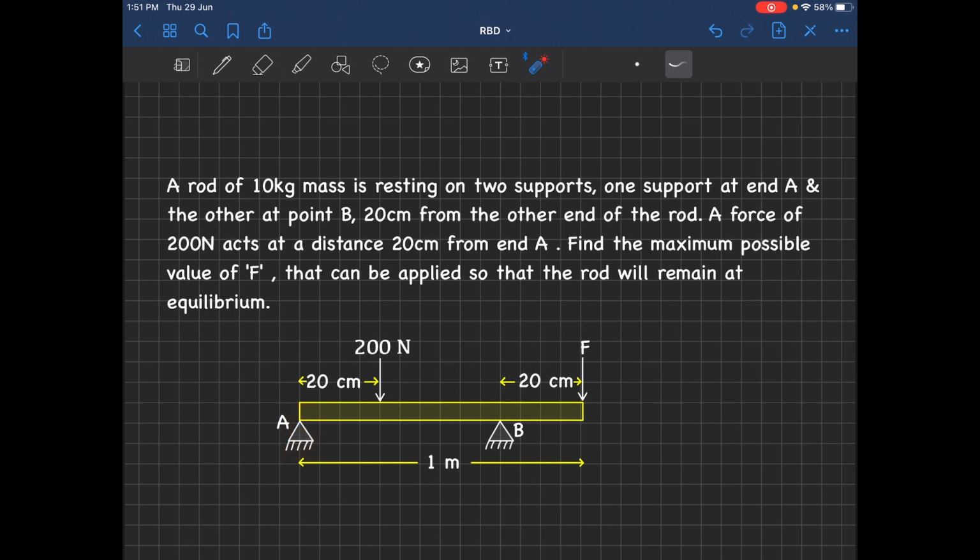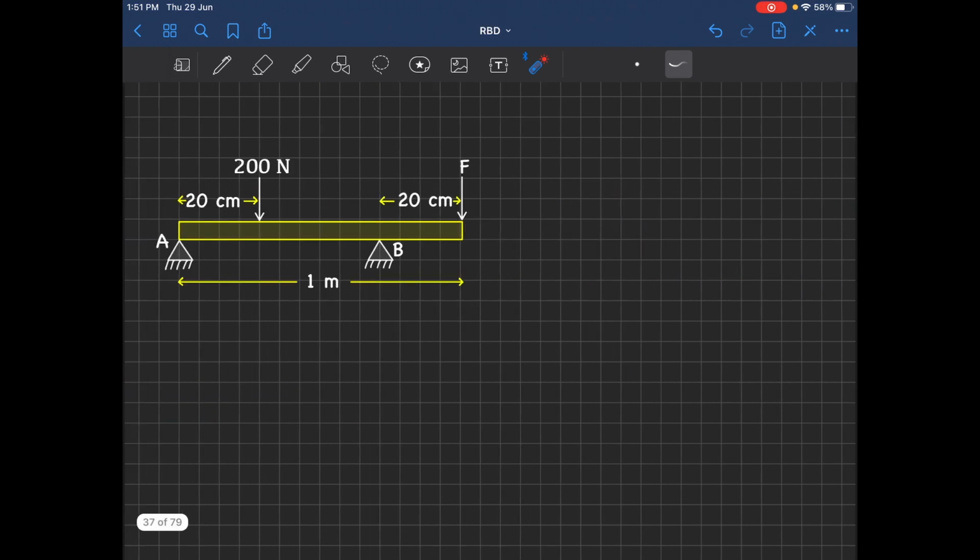So we can also say that when F is just enough, the maximum, so that the equilibrium is still maintained, in that case this normal is just about to be 0. Now if we write the torque equation, then we can get the answer easily. Let's see that. If we write the torque equation about point B, then we know that the normal here will be just equal to 0 at the maximum F.